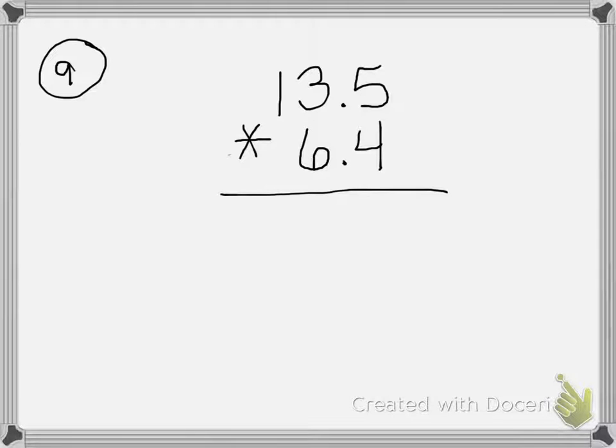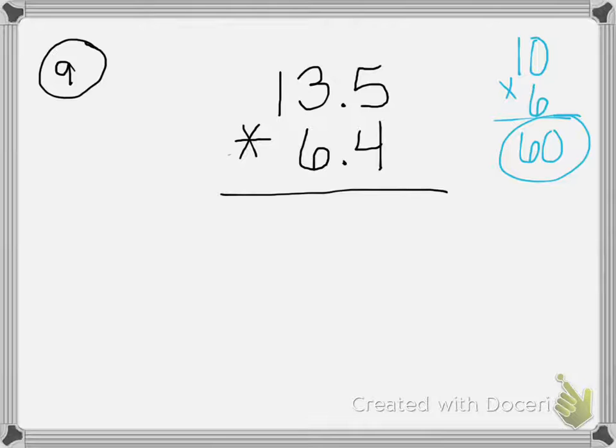For number 9, you have 13 and 5 tenths multiplied by 6 and 4 tenths. So the first thing you do is you estimate. So I would round 13 and 5 tenths to 10, and 6 and 4 tenths to 6. 6 times 10 is 60. So I know my answer should be around 60.